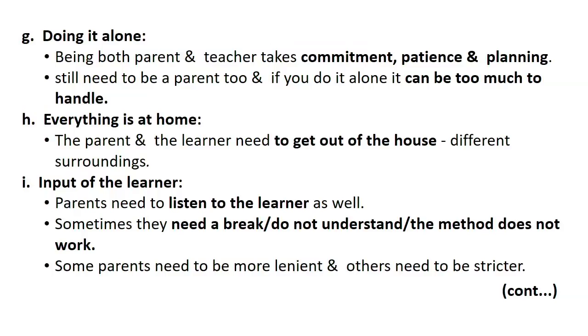Then comes the input of the learner. Parents have to listen to the child as well. Sometimes they need a break, sometimes they might not understand, or sometimes it's a method that does not work. In some cases, a parent needs to learn to be more lenient, whereas in other cases, parents need to be stricter. So it's a fine balance, in other words.